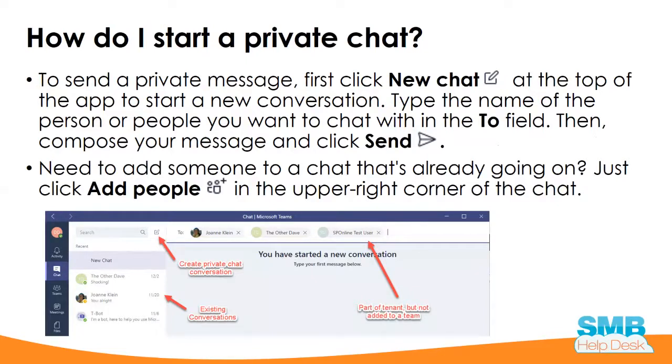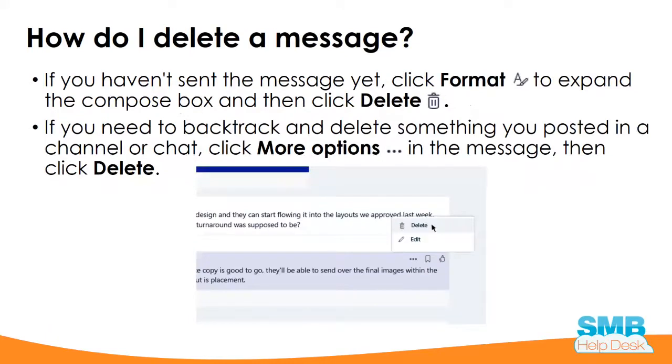Setting up a private chat. First, click New Chat, top left, and you start a new conversation. Type who you're going to be adding to it, and then you hit Send. Then if you need to add someone to a chat that's already going, just add the person right there. Fairly straightforward.